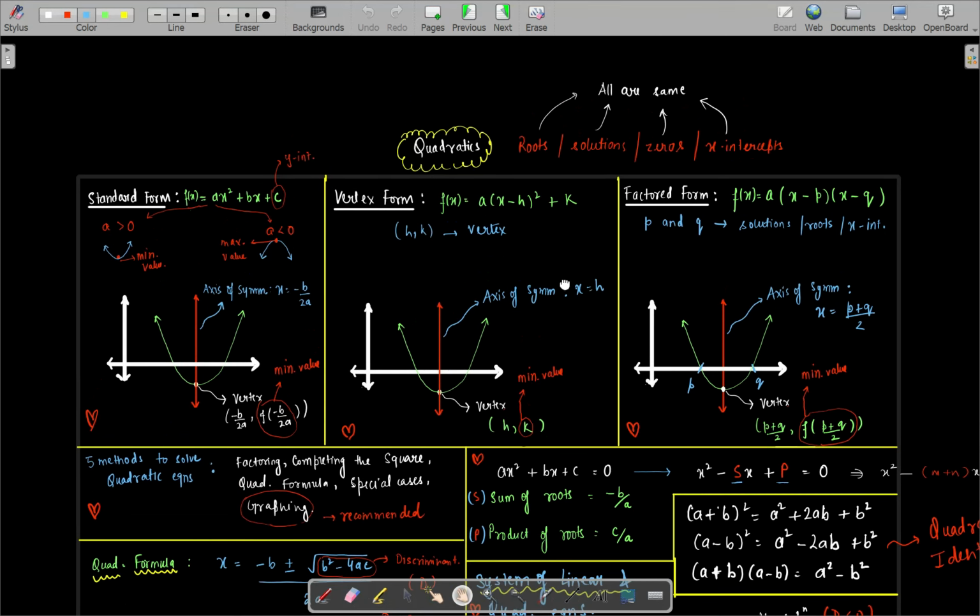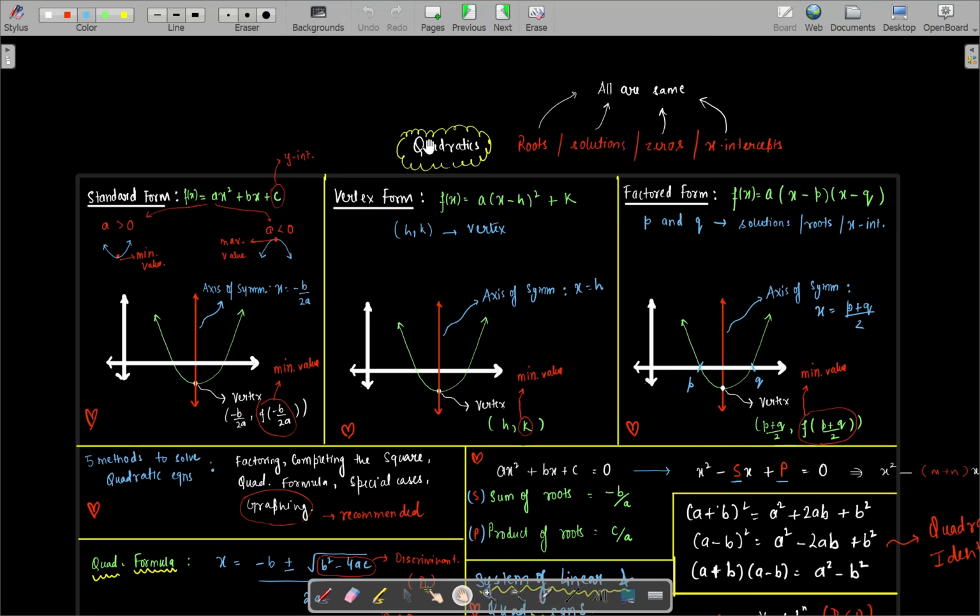Today we are going to look at the summary of quadratics. In quadratics, there is a lot of things that we have to do.